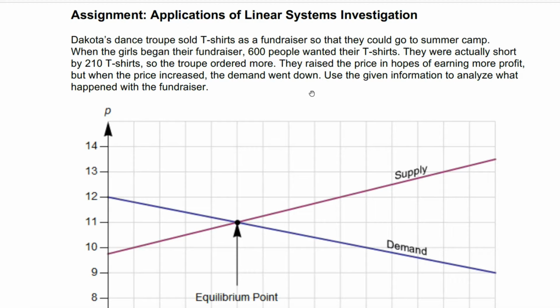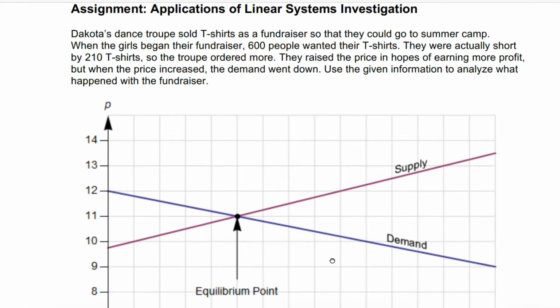When the girls began the fundraiser, 600 people wanted their t-shirts. They were actually short by 210 t-shirts, so the troupe ordered more, and then they raised the price in hopes of earning more profit. But when the price increased, the demand, or the amount of people who were buying the shirts, went down. Use the given information to analyze what happened with the fundraiser.